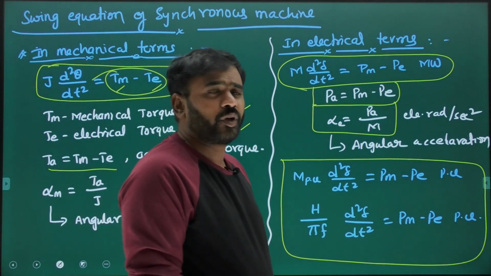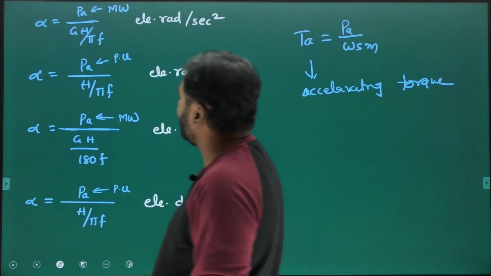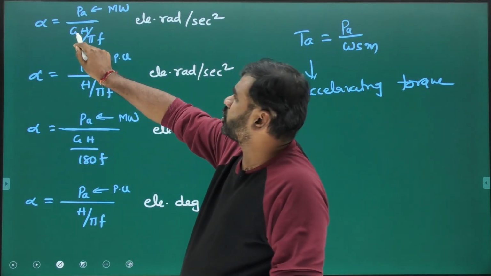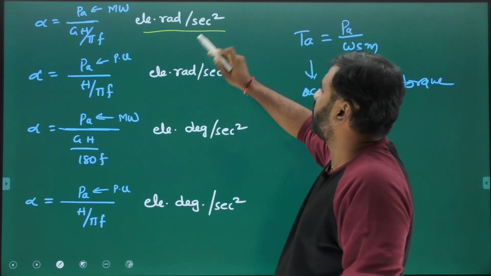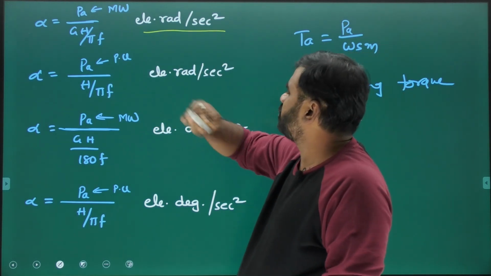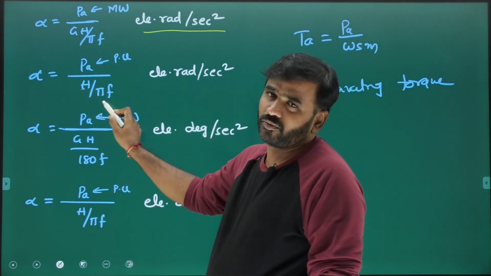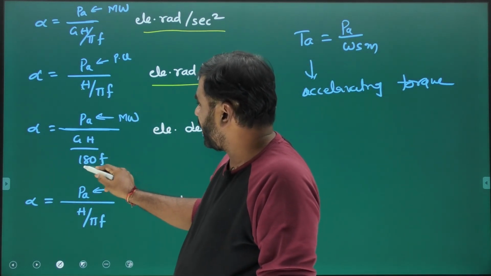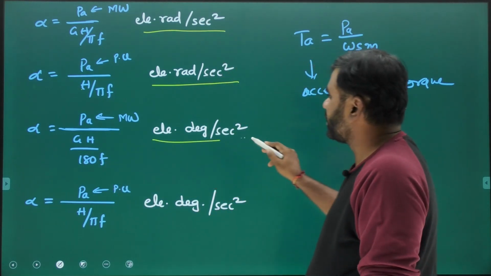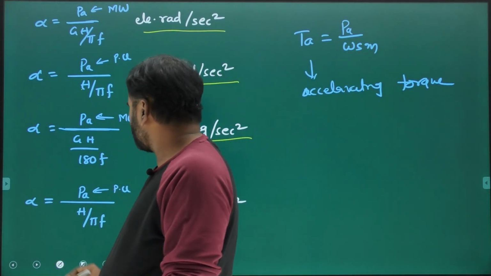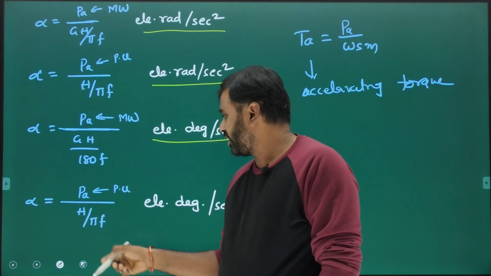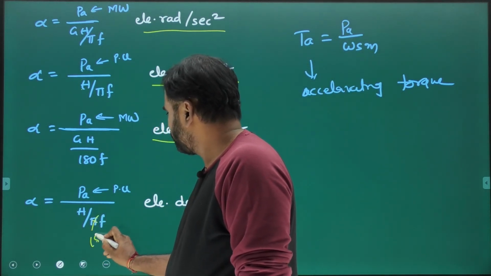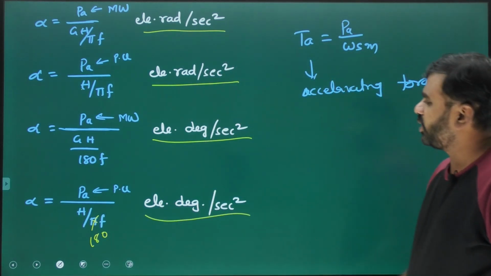And acceleration is very, very important here. So let's see, based on the units we can write like this. Alpha is the acceleration, no doubt, electrical acceleration. If you substitute Pa in megawatt, then M must be substituted as GH by pi f, so the answer will be electrical radians per second square. Suppose Pa is in per unit, then M must be H by pi f, careful, and the units will remain the same. Suppose Pa is in megawatt, and if you substitute GH by 180 f as M, then we get electrical degree per second square. Suppose Pa is in per unit and M is substituted as H by 180 f, this is not pi, careful, this is 180, then we get electrical degree per second square.